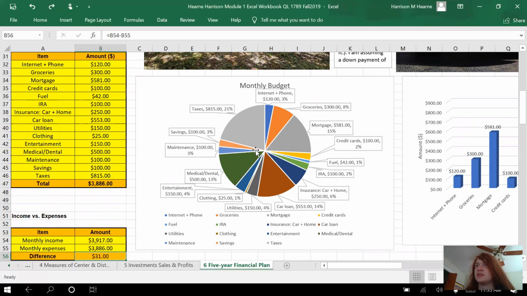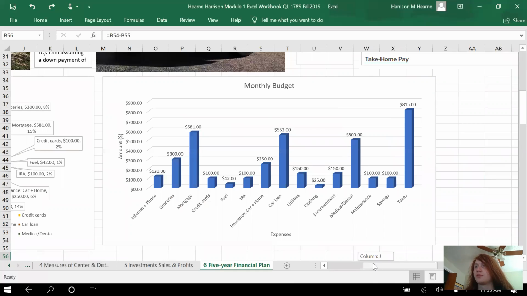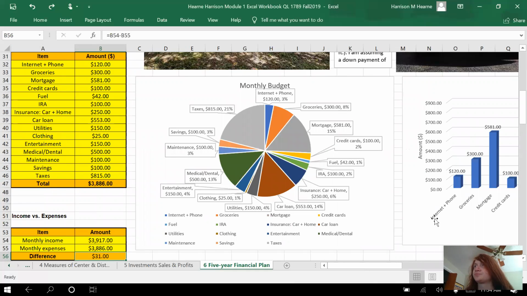Here is a pie chart of that monthly budget with everything broken down with both percentages and dollar amounts. So you can see the biggest slices are taxes, which is the biggest one. Then the mortgage and the car are both pretty big, and then medical and dental is the next biggest. And then here's a 3D bar graph. It's representing the same information.